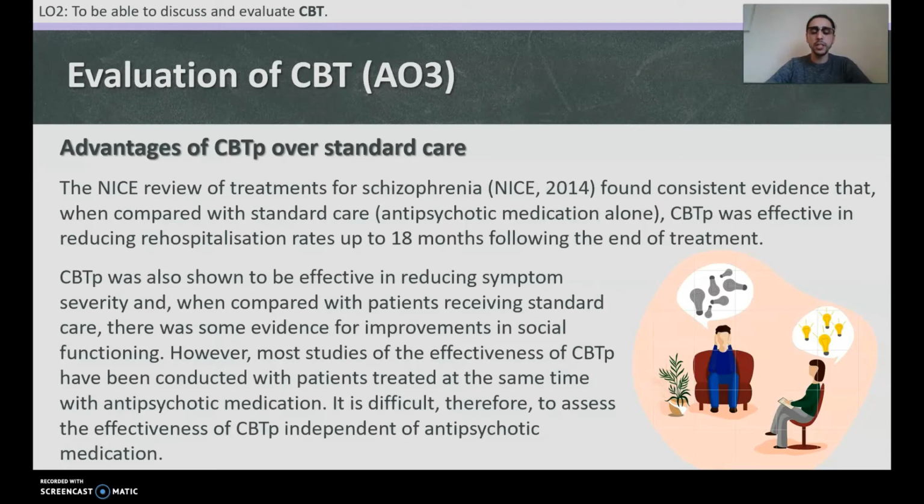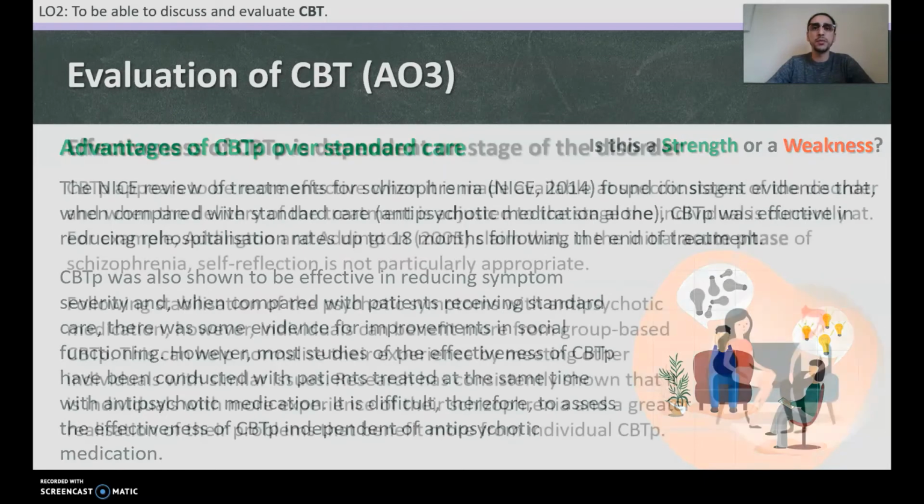So what the researchers found is it's really effective to have CBT therapy alongside medication. However, it's difficult to disentangle which effect is because of the medication and which is because of the CBT. But what we know is it's better. CBTp with medication is more effective than medication alone. So is this a strength or a weakness? This is definitely an advantage. It's showing how useful it is and how advantageous it is for the patients suffering with schizophrenia.